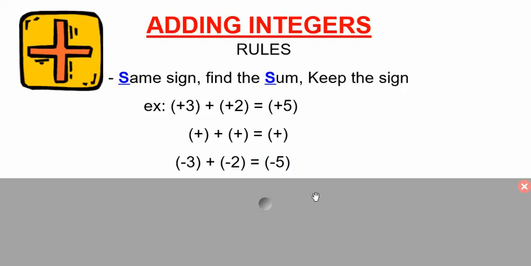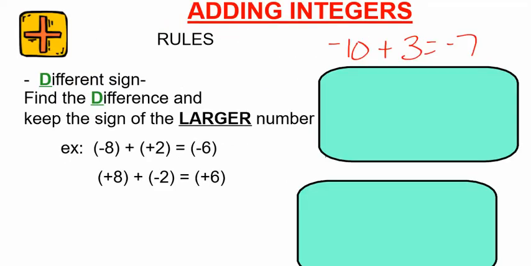So you have to remember, same sign, find the sum, then keep the sign. We'll go back and write this down in a second. So let me just go through a couple of them with you. Now we're still adding here, but this is where it gets a little tricky. If we have different signs, you're going to find the difference, but then keep the sign of the larger number.